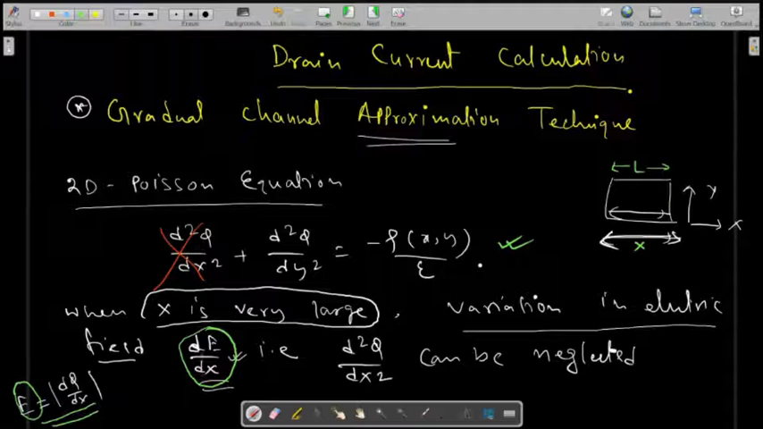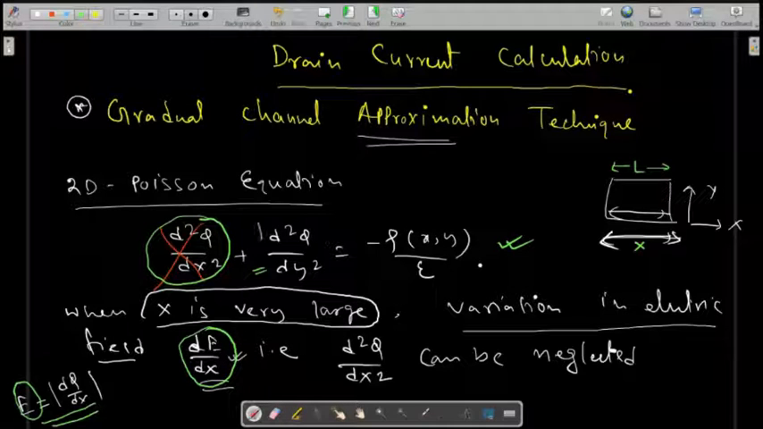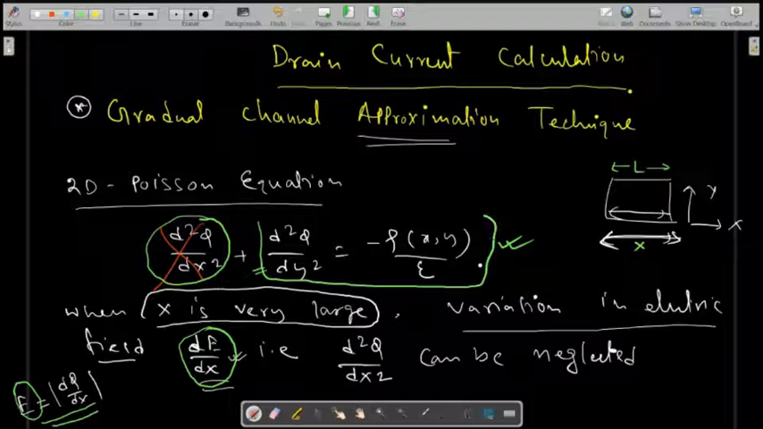So we can reduce the two-dimensional Poisson equation to one dimension. That means we neglect this part: d2 phi by dx square is no longer valid, because its value is very small compared to d2 phi by dy square. So we can safely ignore this part. Then the Poisson equation can be written in one dimension like this: d2 phi by dy square equal to minus rho by epsilon. This is the basic foundation of gradual channel approximation.